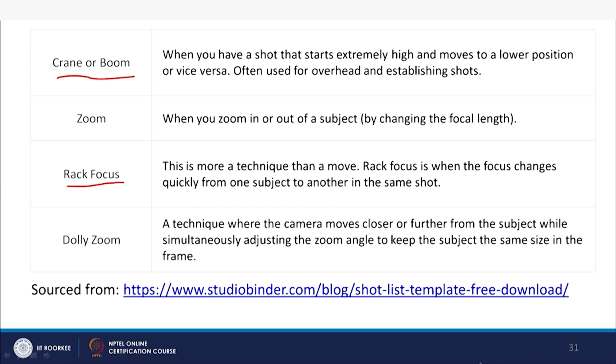Zoom, all of us can understand. Rack focus is a technique, rather a move, and it is when the focus changes quickly from one subject to another in the same shot. Normally it is used to depict contrast so that the movement of the story can be hastened smoothly. For a detailed understanding of these different types of camera angles, the link is provided here.